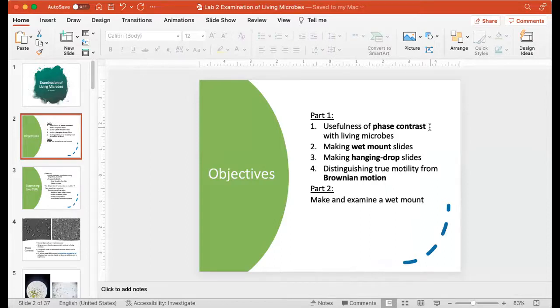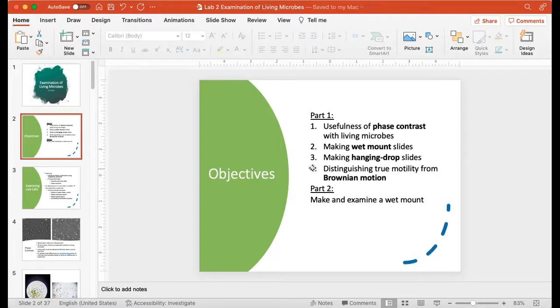And today we'll talk a little bit about why we would want to use phase contrast when we're examining living microbes. We'll talk about how you make a type of slide called a wet mount slide. We'll talk about how you make a hanging drop slide. And we'll talk a little bit about motility today. We'll talk about how you can recognize when a microbial cell has motility. In other words, when it's able to move under its own motion.